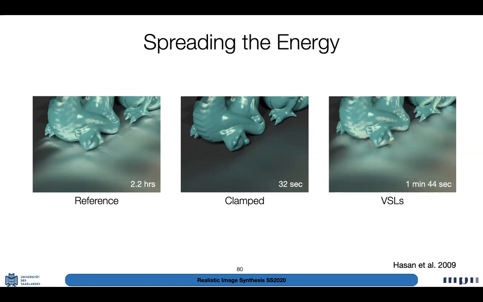This is to just show that the overall approach, even though it looks biased, it is consistent. So as you keep increasing the number of VSLs, the result will go towards the reference. Any questions so far?